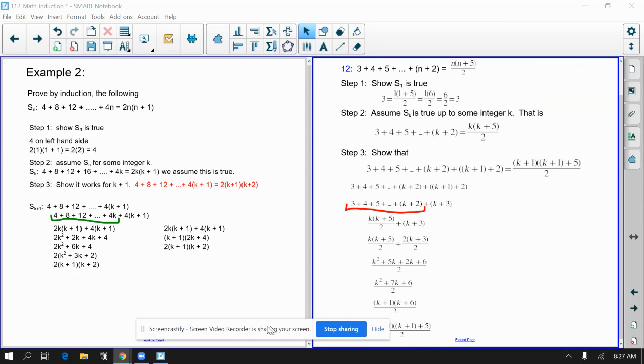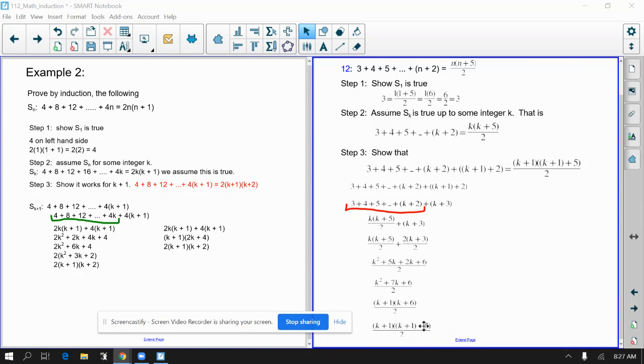These 2 things, this and this, are identical, so I have proven it. So it works for the next one. And since step 1 means that it works for the first one, I just showed that it works for the next one. So if the first one's true, then the second one is true. And since I proved that it works for the next one, then the third one is true, and the fourth one, and so on and so on and so on.